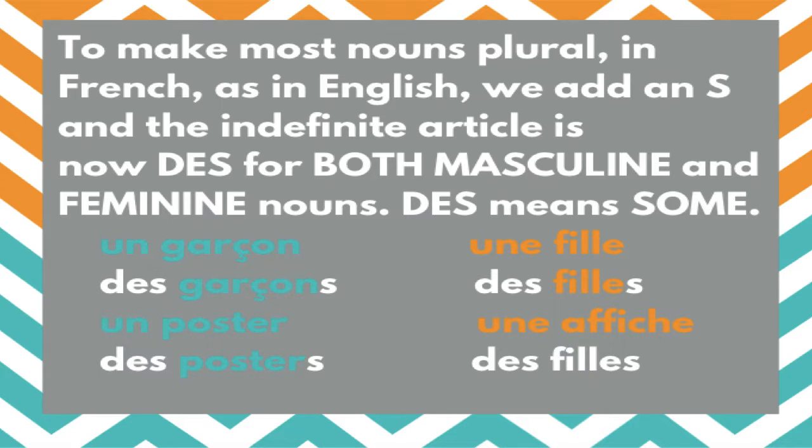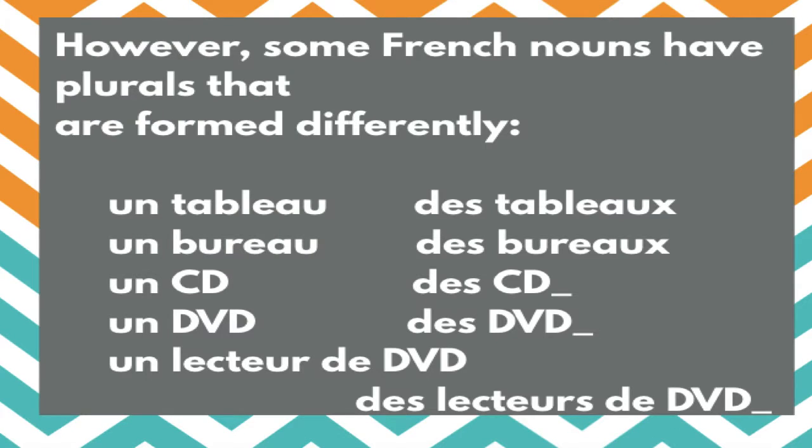Now, some French nouns have plurals that are formed differently. If it ends in E-A-U, then you're going to add an X to the end. Un tableau, des tableaux. The X is silent. Un bureau, des bureaux. For CD and DVD, we don't add anything. We just change the un to a des. Un CD, des CD. Un DVD, des DVD.